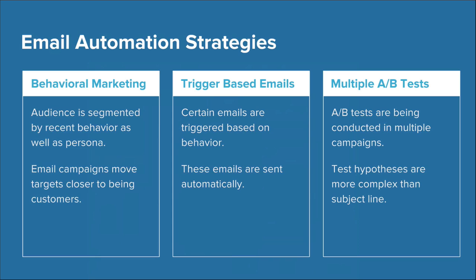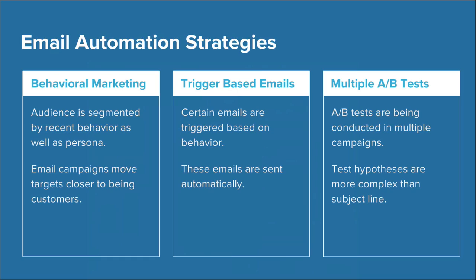So when we think about email automation strategies, we think about behavioral marketing. That means our audience is segmented by their behavior as well as their characteristics. In stage three, we were segmented to personas, our email was sending based on who someone was. Now in behavioral marketing or in email automation, we're sending based on who someone is and also what they've done. So our email campaigns really change with the customer's behavior and then move them closer to being customers.